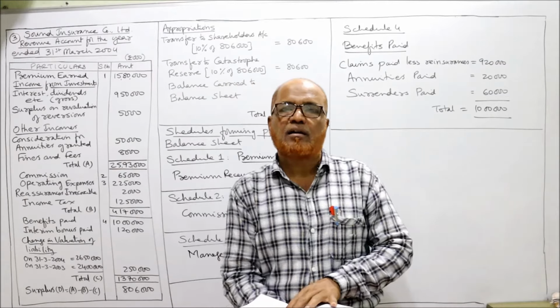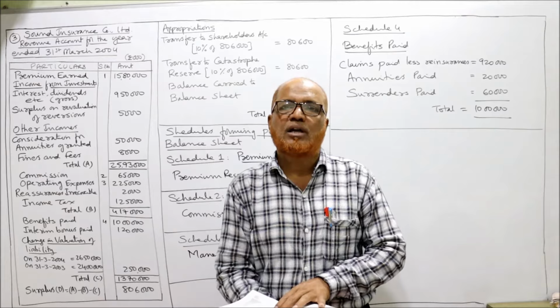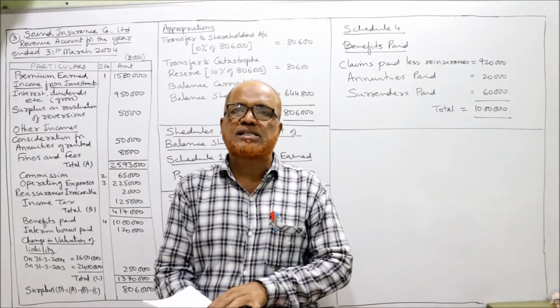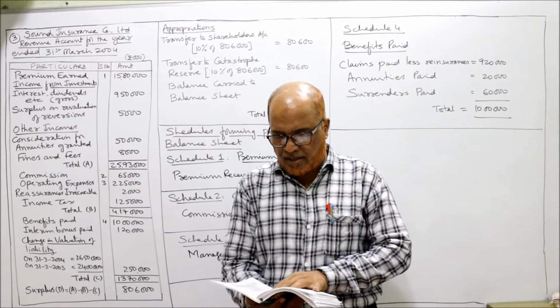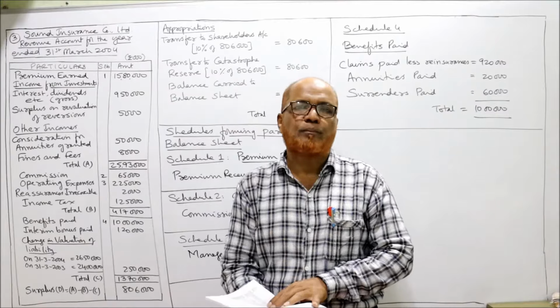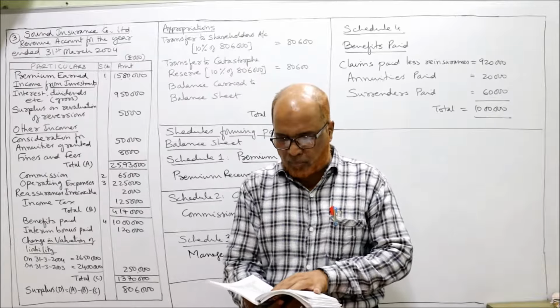Claims paid under reinsurances. Claims paid less reinsurances. That will come under schedule number 4, benefits paid. Consideration for annuities granted, other income. Interim bonus paid. This interim bonus paid will be taken below benefits paid. Benefits paid के नीचे लेंगे interim bonus paid.